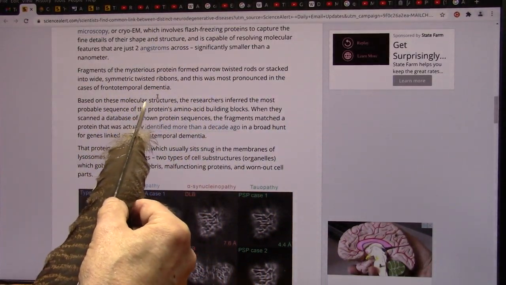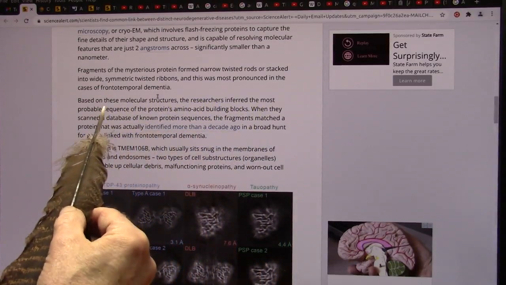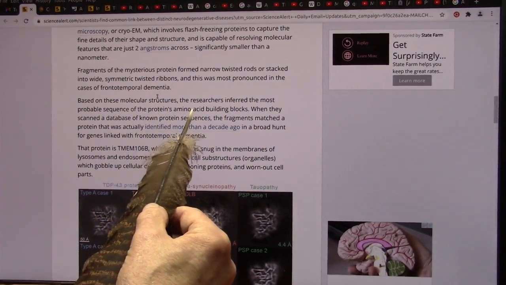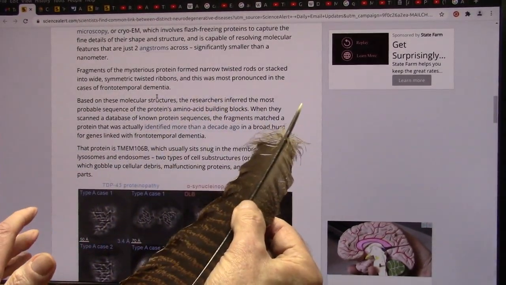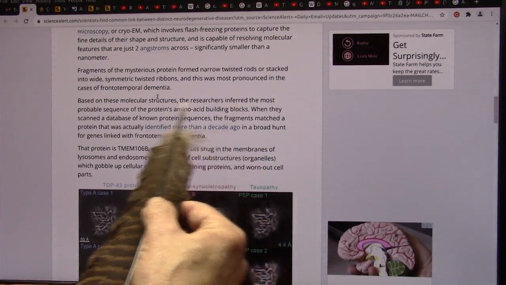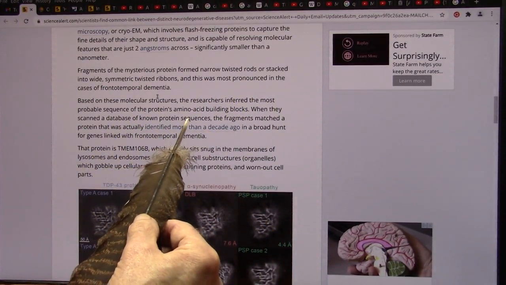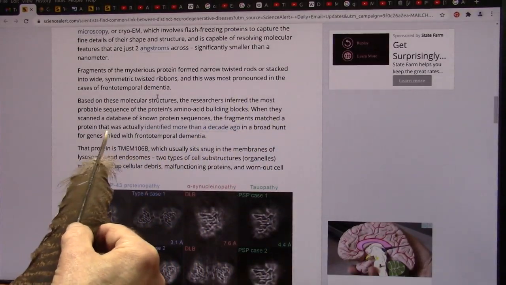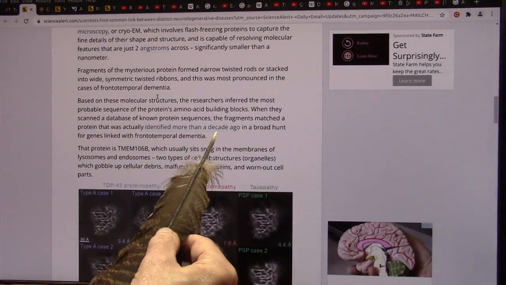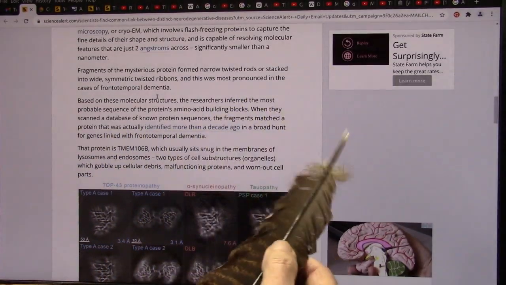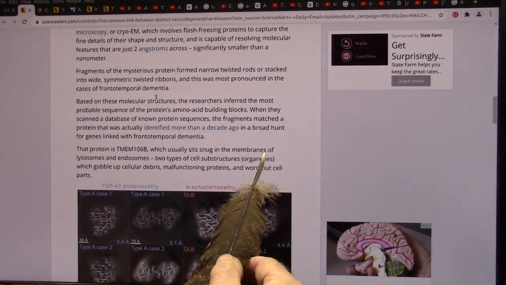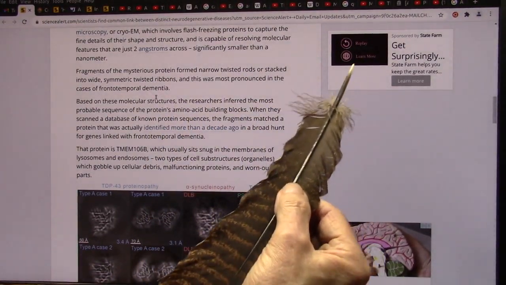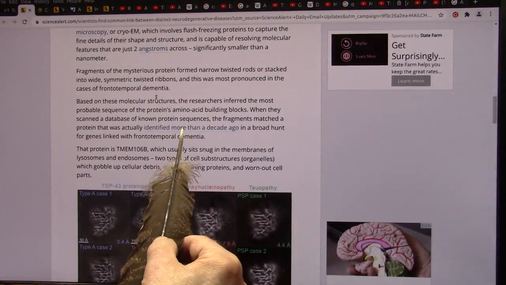So here's the deal. Based on these molecular structures, the researchers inferred the most probable sequence of the protein's amino acid building blocks. Now, proteins and amino acids are the building blocks of nature, and they are made by bacteria. When they scanned a database of known protein sequences, the fragments they're finding matched a protein actually identified more than a decade ago. 10 years ago they knew about this. And this is the problem with research. You make papers and so forth. I'm being criticized, oh, you don't write papers. Yeah, I wrote a ton of papers. Nobody paid a bit of attention. Same thing here.